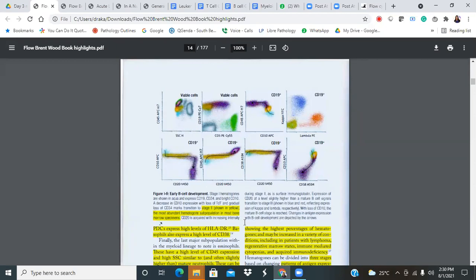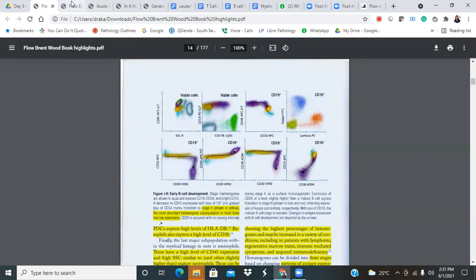Changes in the antigen expression with B cell development are depicted in the arrows. So again, the CD20 acquisition, as you can see, and CD38 will be eventually lost. So 38 is lost in the mature stages. Over here, there is bright 38, and then it loses 38 over here. Similarly, CD10 is lost. So this is the pattern of hematogones that we have to always remember.